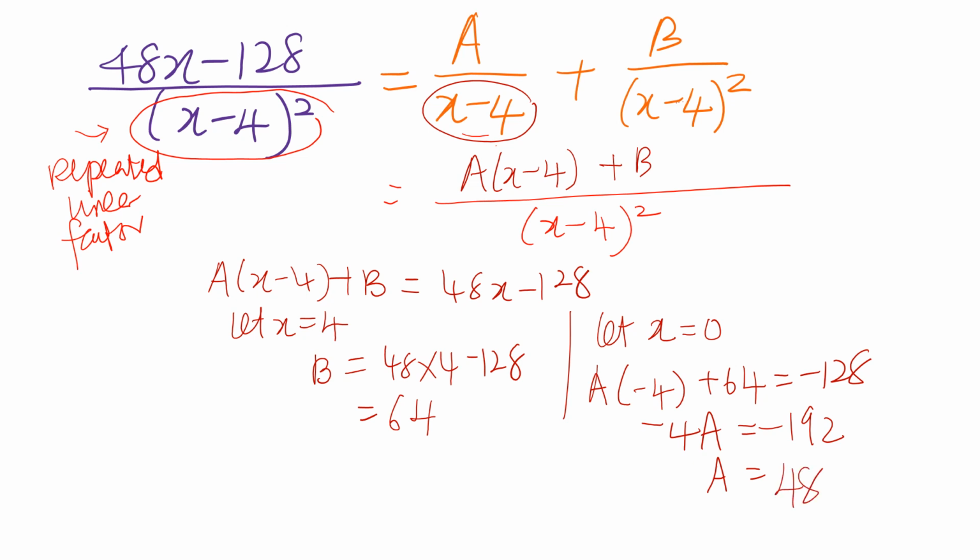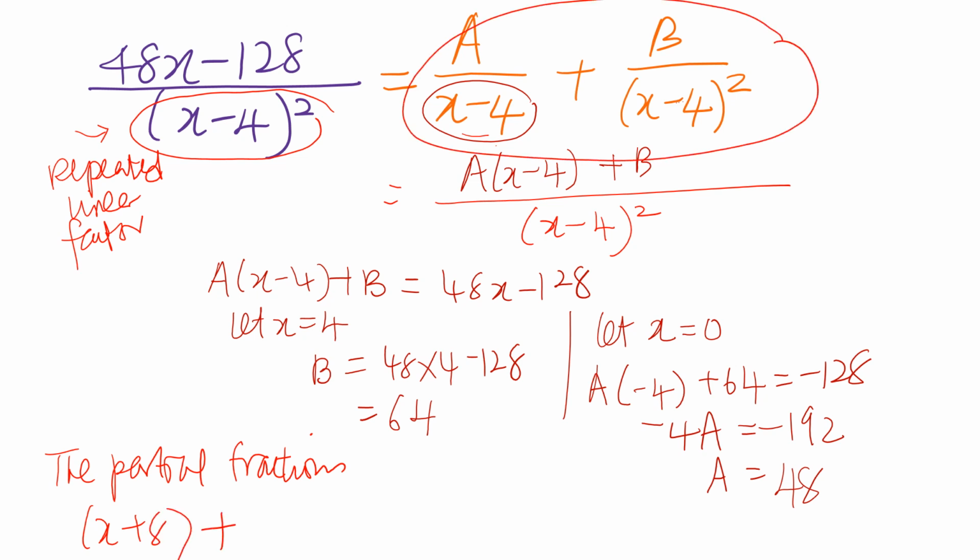So therefore, your partial fractions will be, not to forget the quotient that we found earlier on to be x plus 8. So the partial fractions are your quotient, which is x plus 8, plus these two partial fractions. A is 48 over bracket x minus 4, and your b is 64 over x minus 4 to the power of 2. So this is how you solve this question where the polynomial fraction given is improper.